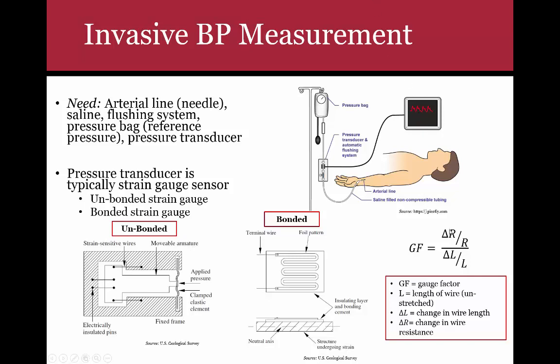One important metric for these sensors is the gauge factor. That's basically the amount of resistance change over the original resistance, over the length change over the original length. So this gauge factor is an important metric when choosing different strain gauges for different applications. But this is how you would measure pressure. This gives you the highest fidelity pressure signal because you're measuring directly within a blood vessel.